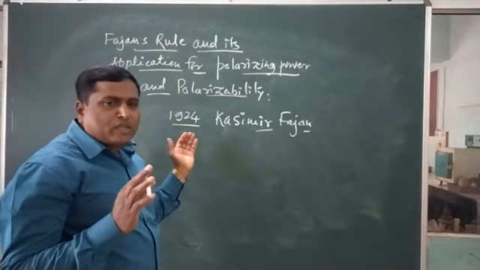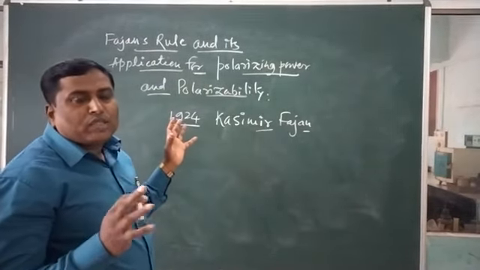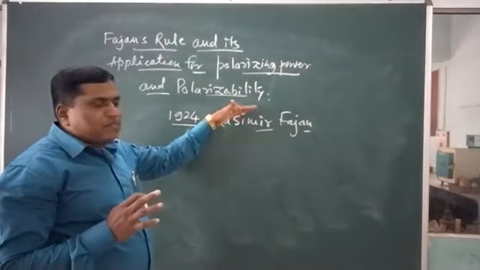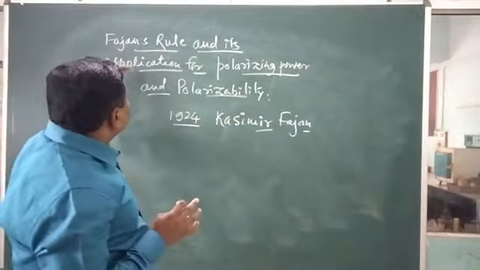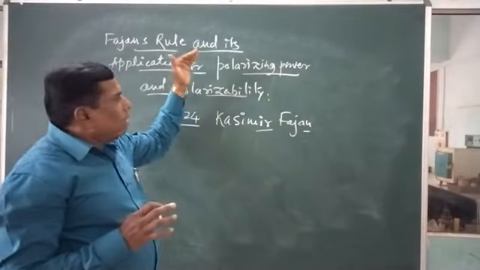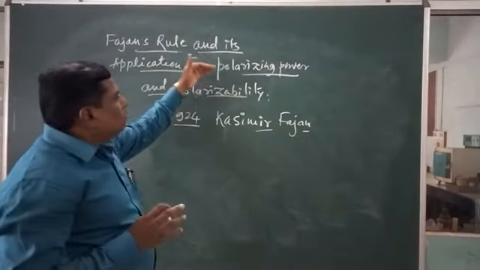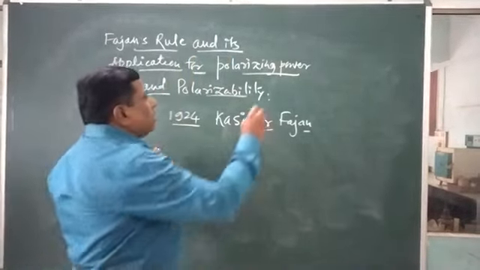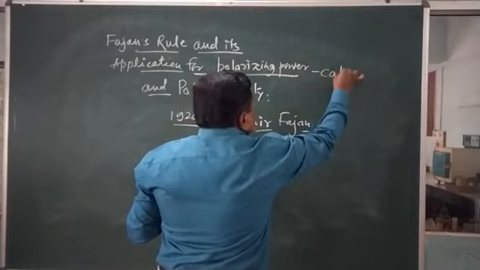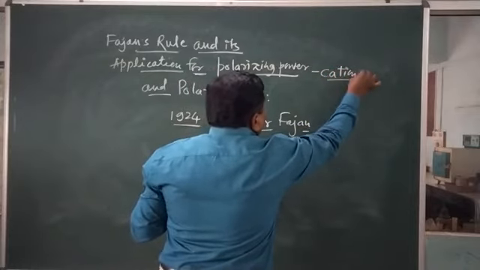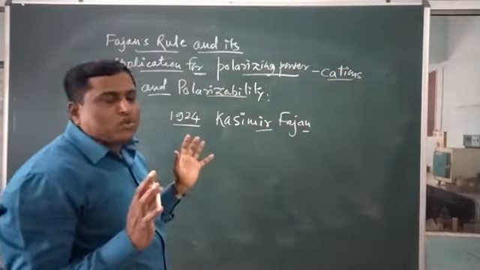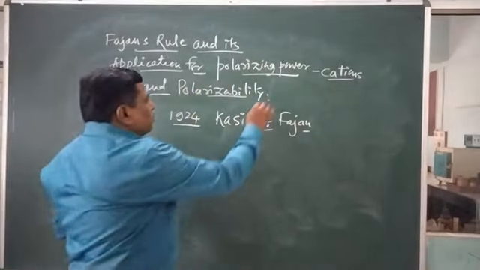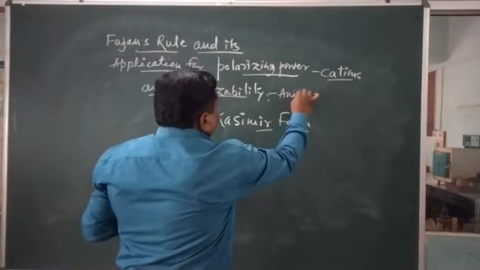When we take ionic solids, they can form covalent character. This idea was first given by the scientist Paget, and hence it is called Paget's rule. This is associated with the application for polarizing power. Polarizing power is associated with the cations, and polarizability can be associated with the anions.